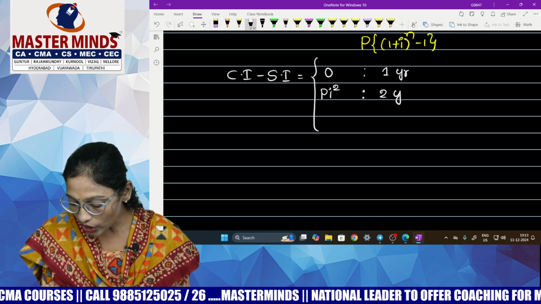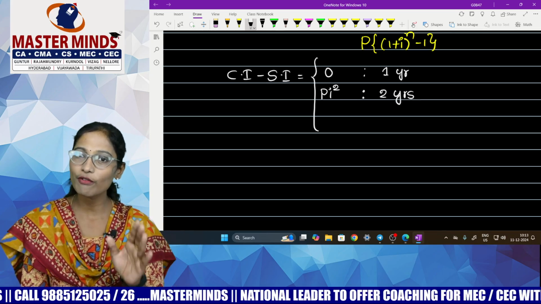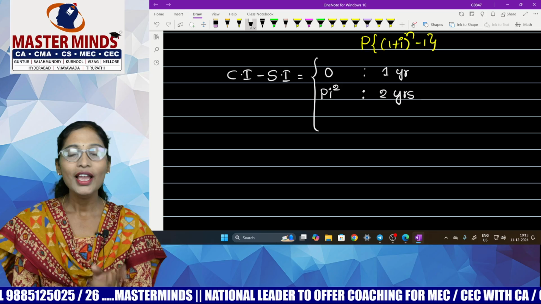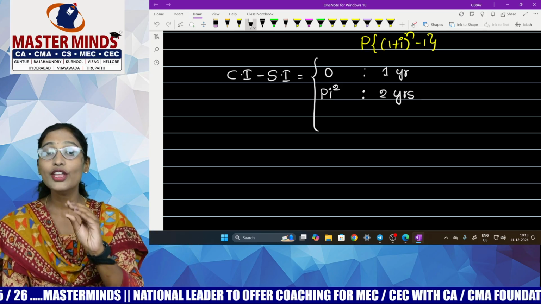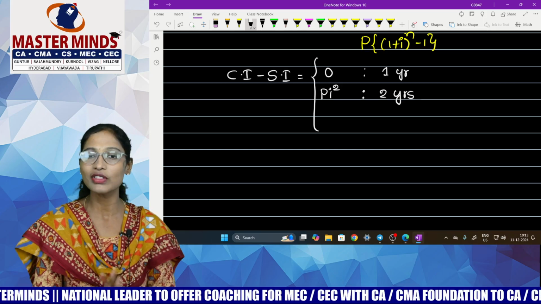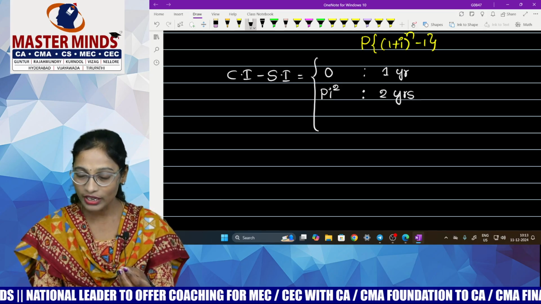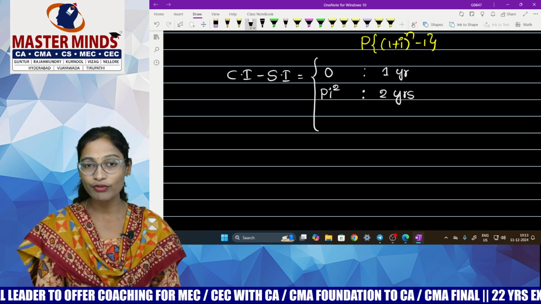If you are not able to recall these formulas, you can simply calculate using the compound interest formula P of (1 plus I) whole power n minus 1 and the simple interest formula PTR by 100. That is completely up to you. Whether you memorize this formula or not is completely up to you. There's no restriction that you have to come up with these formulas. But these formulas will save at least 10 to 15 seconds of your time.